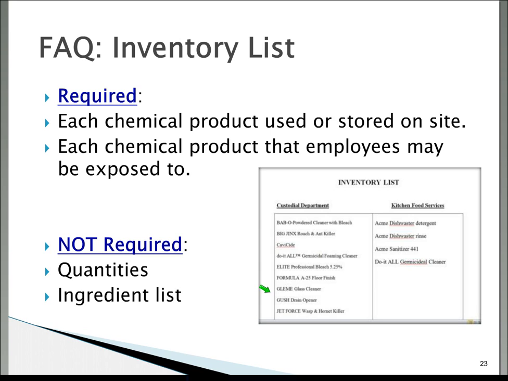Also not required is the ingredient list. So on my inventory next to the Gleam glass cleaner over here, I am not required to list down the ingredients that are in that product. Some people do it. It's a nice thing, but it's not mandatory. And the reason why it's not mandatory is I can flip over to that MSDS sheet and I can find the ingredient list there.